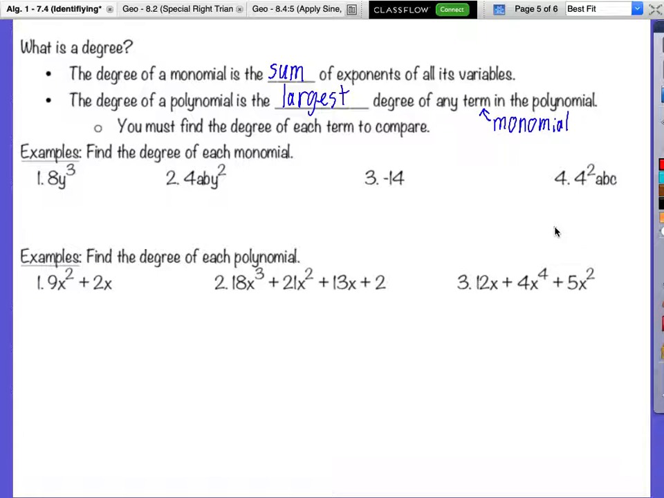So on 1, let's find the degree of the monomial. Okay, first of all, yes, it is a monomial. There's no addition or subtraction, so it's only one term, and there's no division by a variable. There's no variable in the bottom. How many variables do we see here? 1, just y, right? Okay. What power is y being raised to, Kennedy? 3. So this has a degree of 3 because we added up the exponents of the variables. Only one variable, so it's just 3.